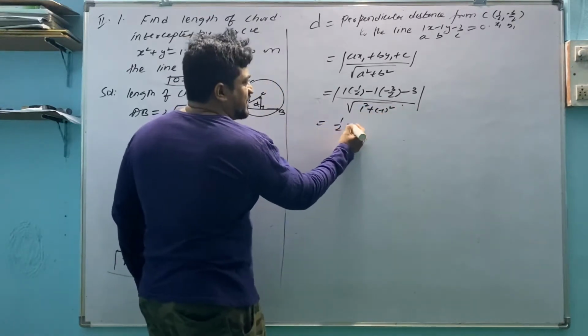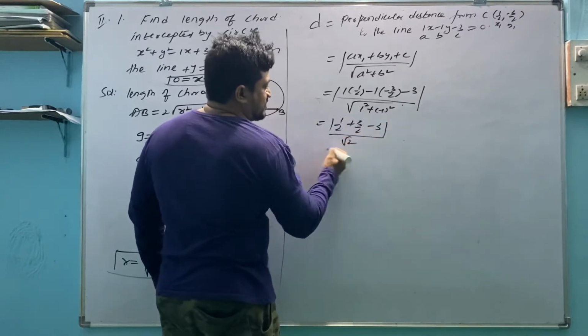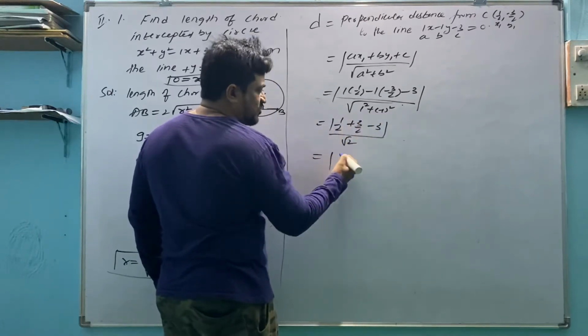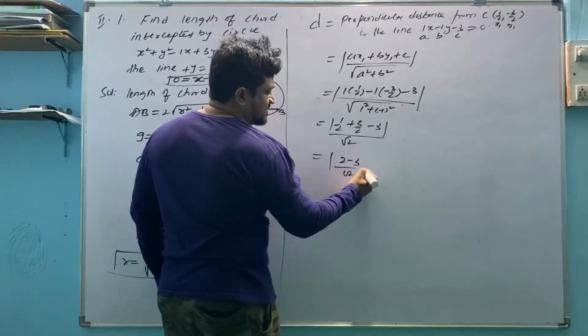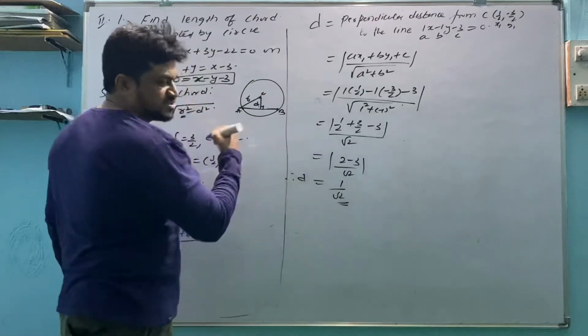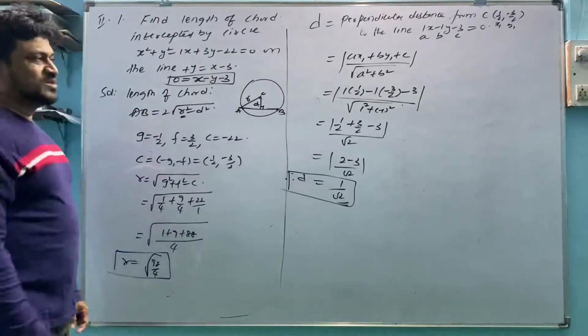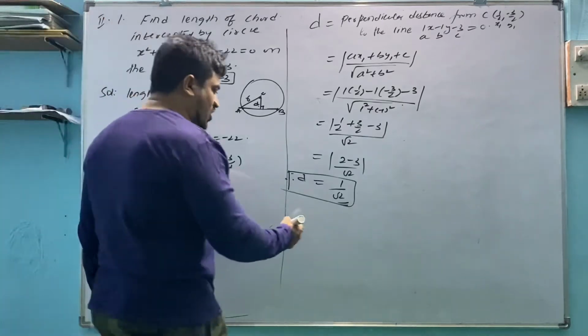So this is 1 by 2 plus 3 by 2 minus 3 divided by root 2. 3 plus 1, 4 by 2 is 2. 2 minus 3 by root 2, this is 1 by root 2 outside the modulus, that is a positive value. We have r and d, these two values are more than enough to find the length of chord.